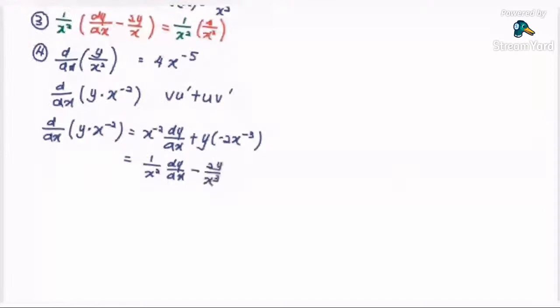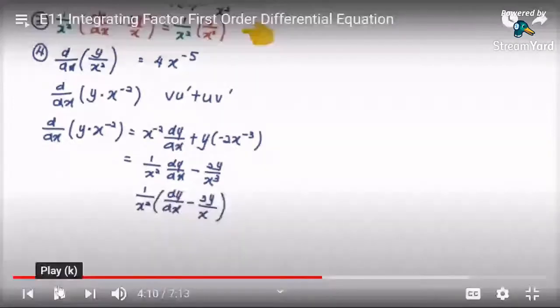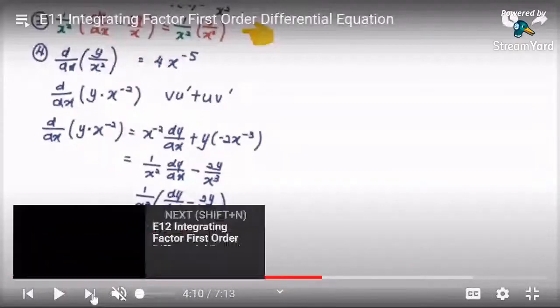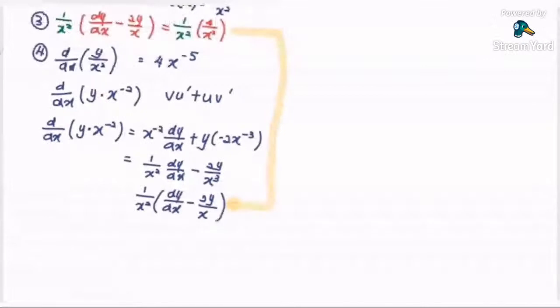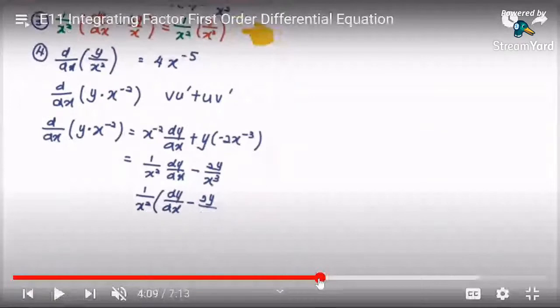So kindly refer to the situation. If we factor out the 1 over x squared, we will obtain dy/dx minus 2y over x. So now refer to number 3. Do you see that they are the same? Is the example above the same? Yes, it is the same, so we can use that formula. Do you understand? It means that going from 3 to 4 is correct.